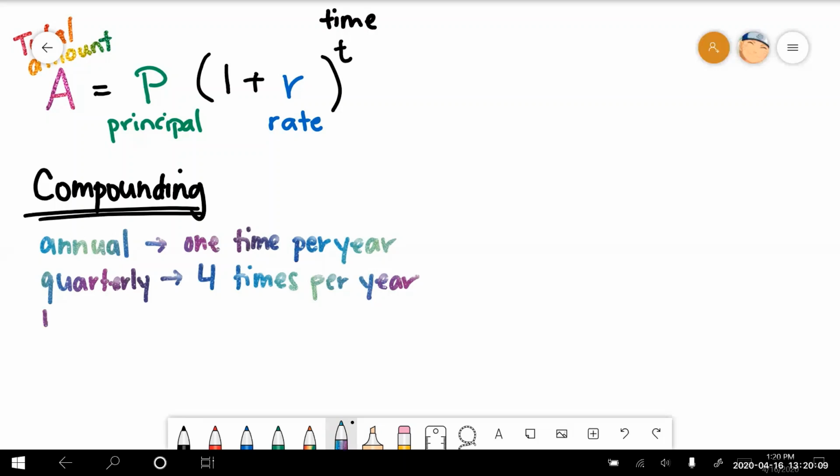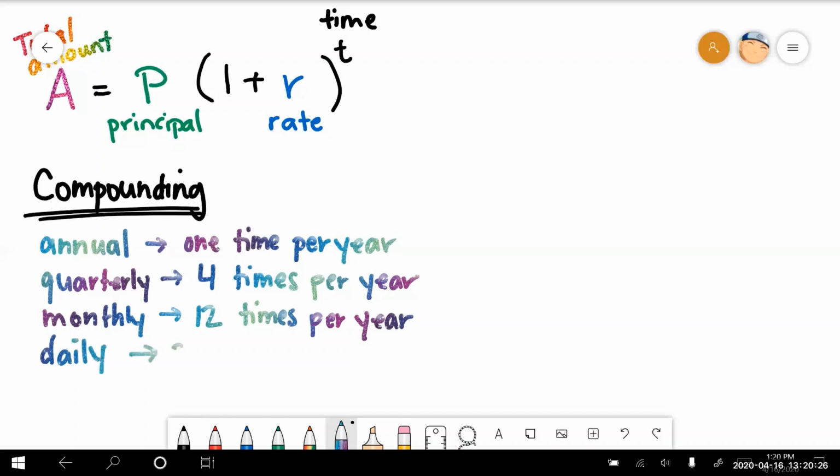There's also the situation where you compound monthly, which you know would be 12 times per year. Occasionally, there is the situation where you compound daily. Okay, and there's also situations like bi-weekly, bi-monthly, biannually. We're going to ignore those for now. If you ever get into finance, I'm sure you'll see those as well.